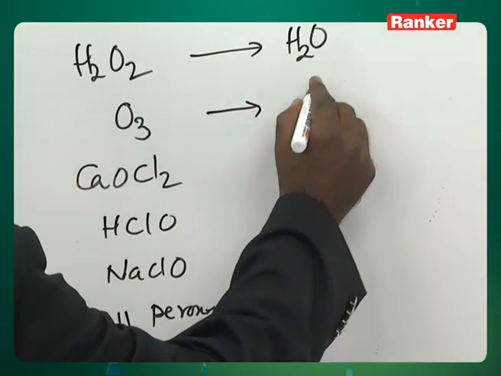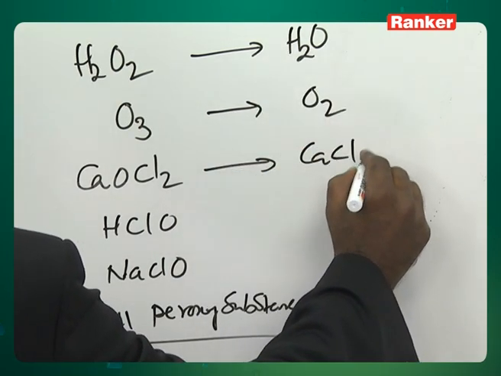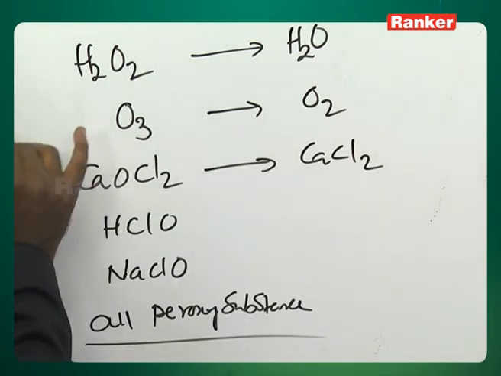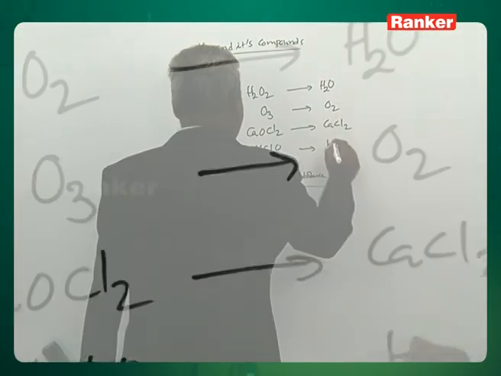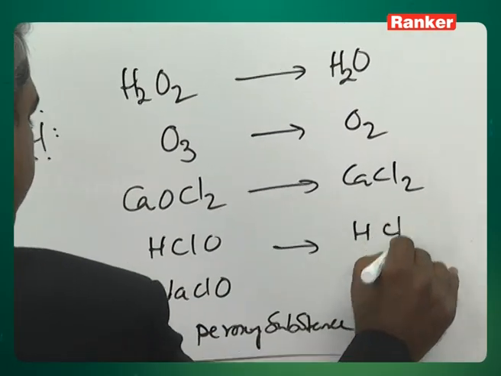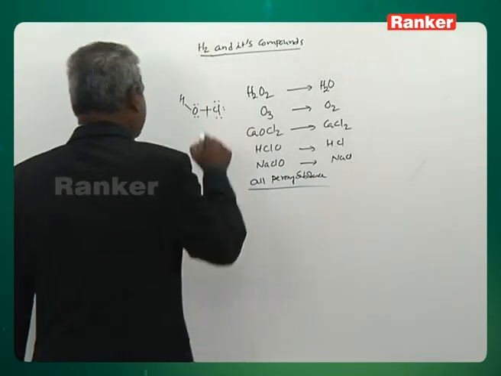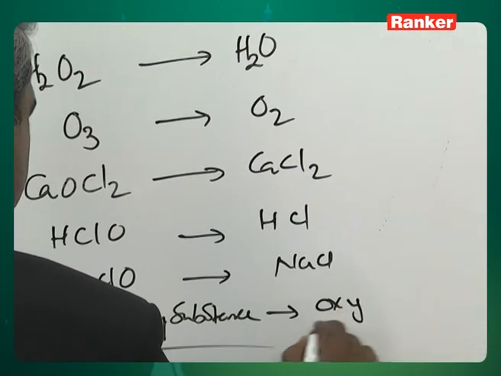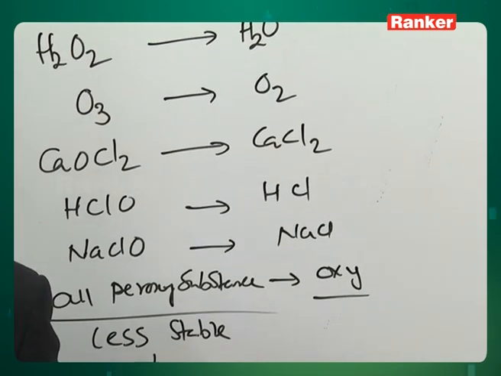O3 wants to become O2, CaOCl2 wants to become CaCl2. The reason, the O-Cl bond, once again the same reason, 2 lone pairs, 3 lone pairs. Once again, too much repulsion. HOCl wants to become HCl, same reason. NaOCl wants to become NaCl, once again the O-Cl bond is very, very weak. All peroxy substances want to become oxy substances. So these are all less stable due to that extra oxygen.